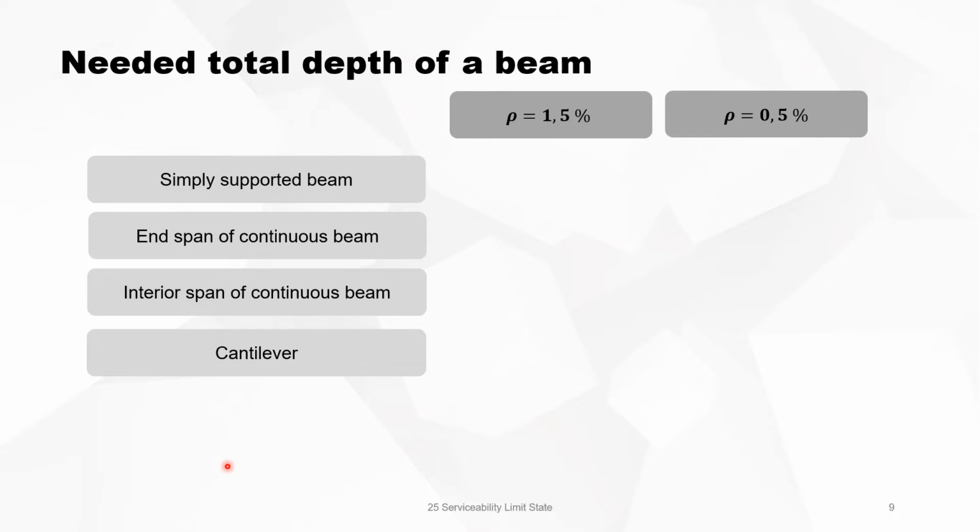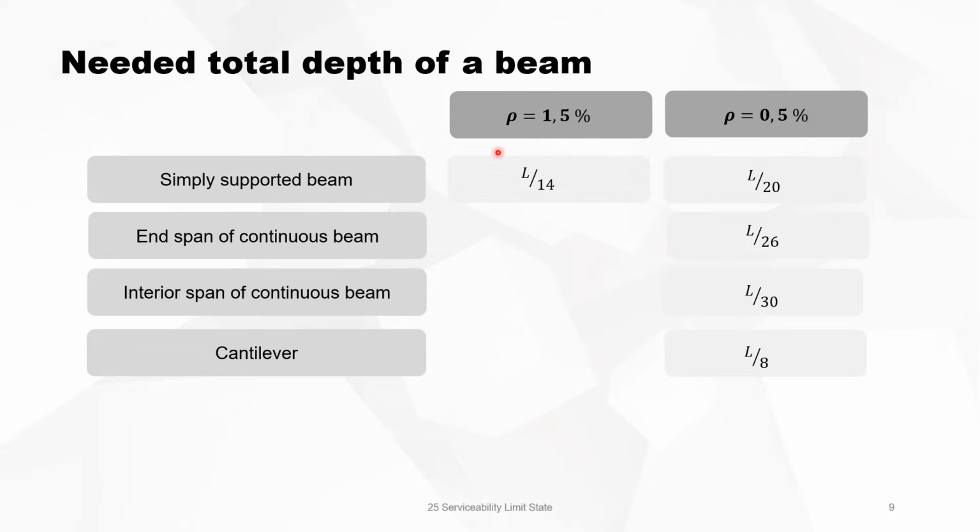Now, let's take a heavily reinforced beam and a not so heavily reinforced beam, and we look at the simply supported beam. Then we see that we have L over 20 as the slenderness. We have L over 26 for the end span of a continuous beam, and we have L over 30 for an interior span of a continuous beam. For a cantilever, L over 8.